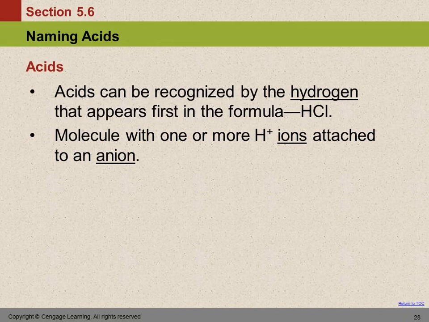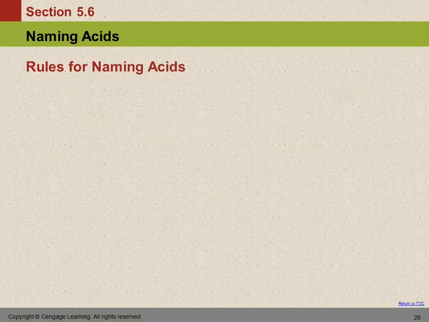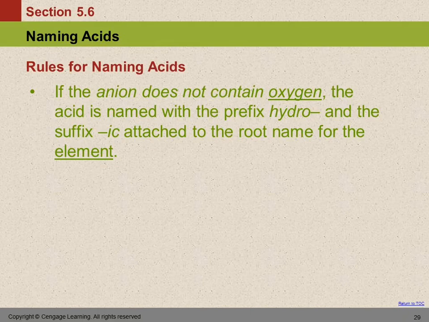Acids are not ionic compounds, but when you dissolve them in water, they do ionize and form ions. So we can kind of think of them as ionic even though they aren't. So they're going to have an H plus ion and then an anion attached to it. So what we have to do is look at the anion. If it does not have oxygen in it, then we use the prefix hydro, and then we take the element's name, we change the ending to ic, and add the word acid.